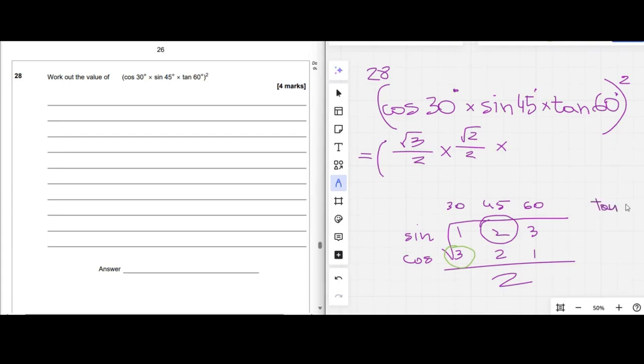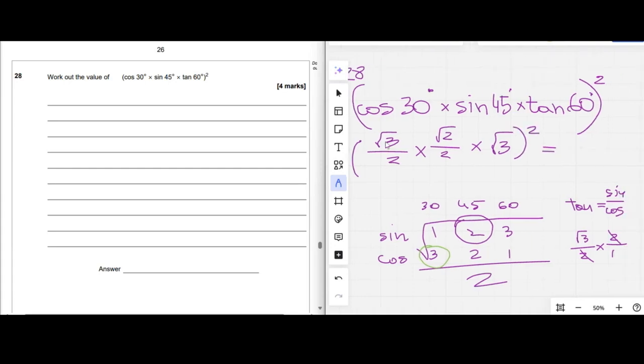Tangent is sine over cosine. Sine 60 is square root of 3 by 2 divided by cosine of 60 is 1/2, but division, we change into multiplication by flipped. So 1 over 2 is 2 over 1, so that will be just square root of 3. Squared.